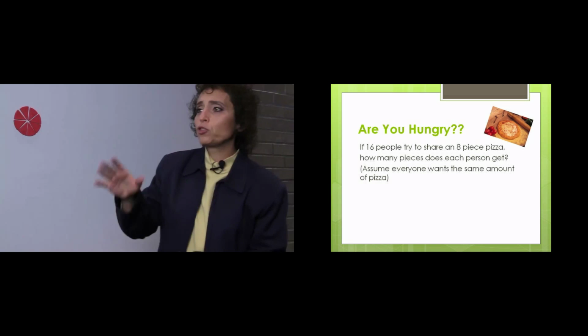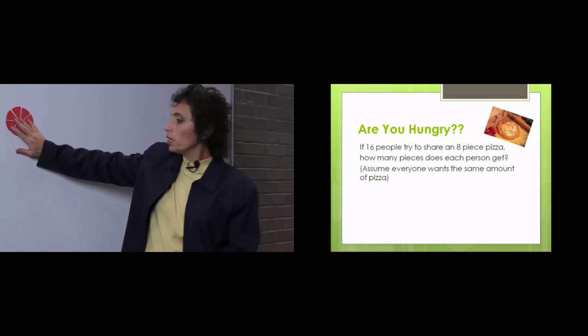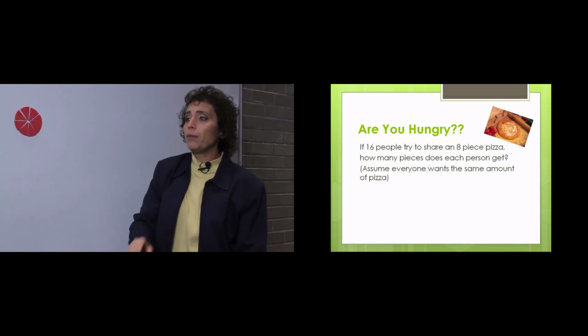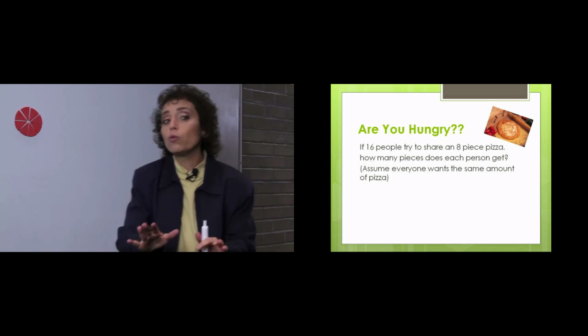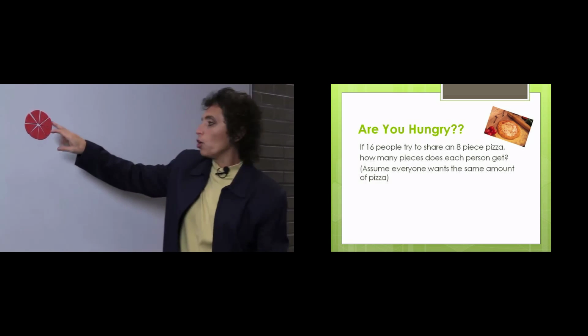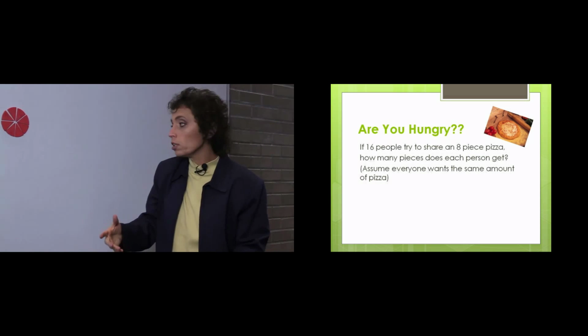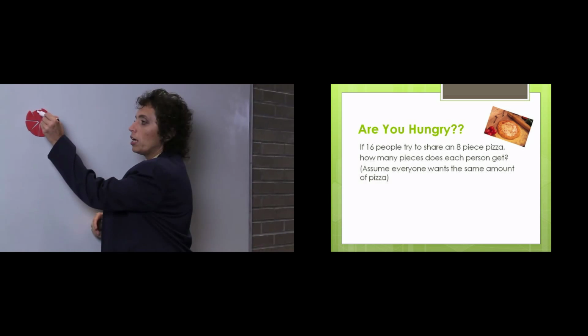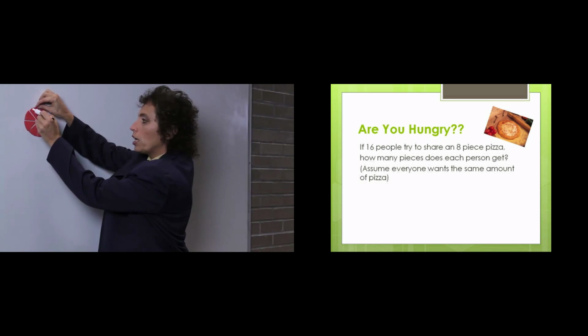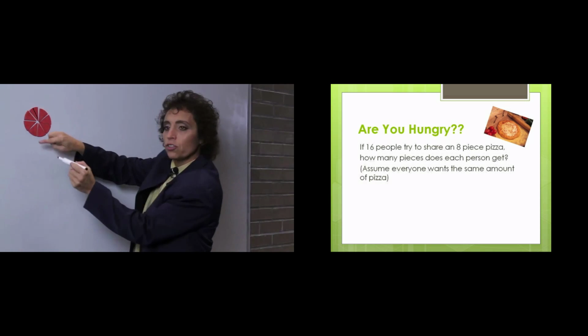If 16 people try to share an 8-piece pizza, so here you go, here's your 8-piece pizza, how many pieces does each person get? Assume everybody wants the same amount of pizza. So you have 16 people, you only have 8 slices. What are you going to have to do with each slice? Well, you're going to have to cut each slice in half so that you get 16 slices.